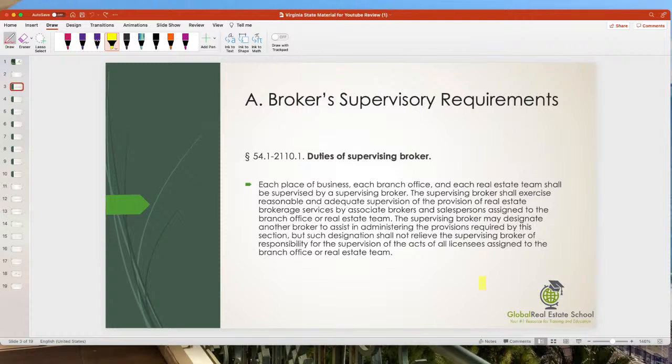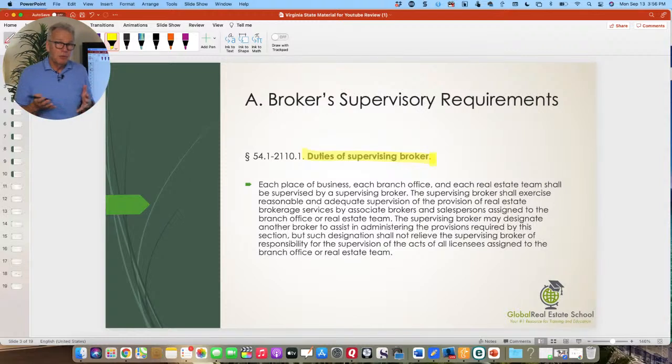Number one, we're looking at the duties of supervising brokers. Don't make these exam questions too challenging, because I think you'll be able to look at the information and pull out what you need to know. A lot of this is pretty self-explanatory on the state examination. However, there are some key pieces that you need to know. One of the items I want you to understand is that every place of business, which means a branch office, is included in this.